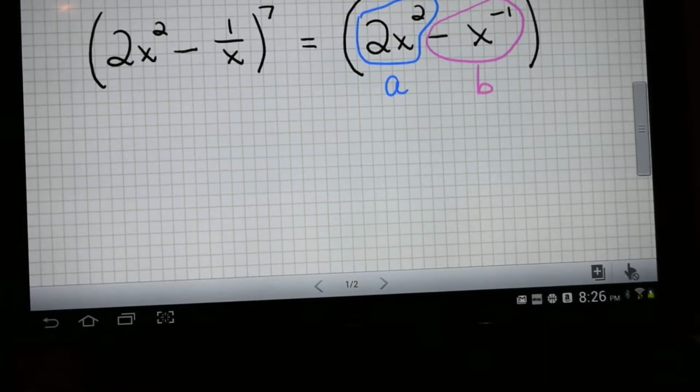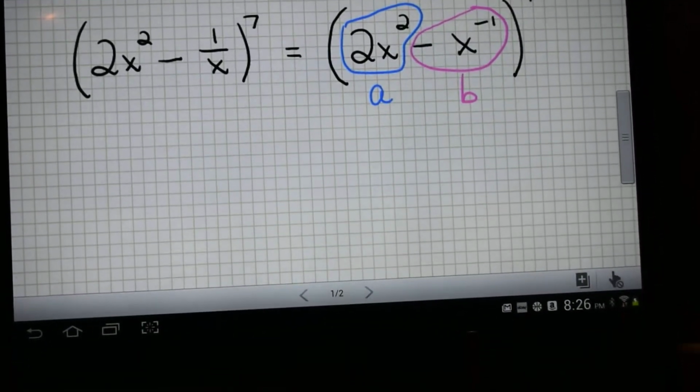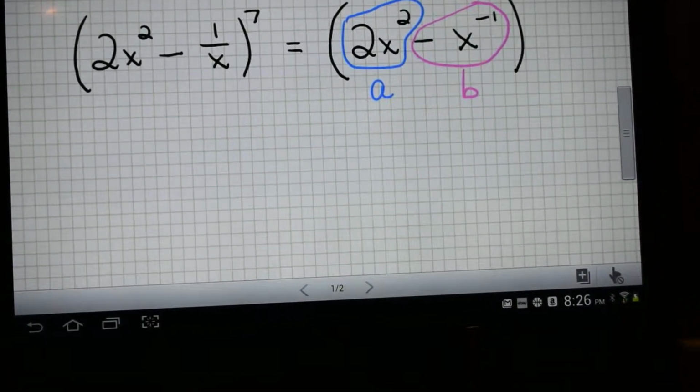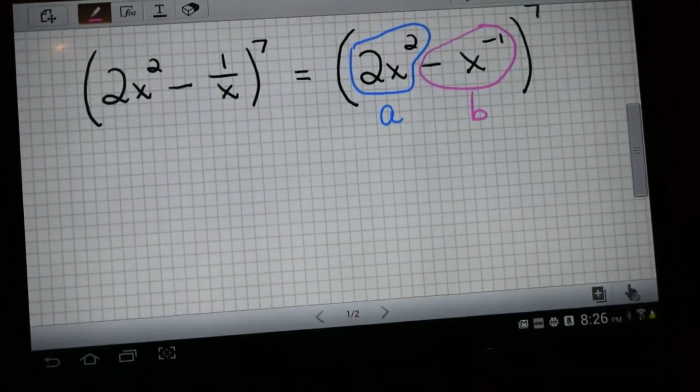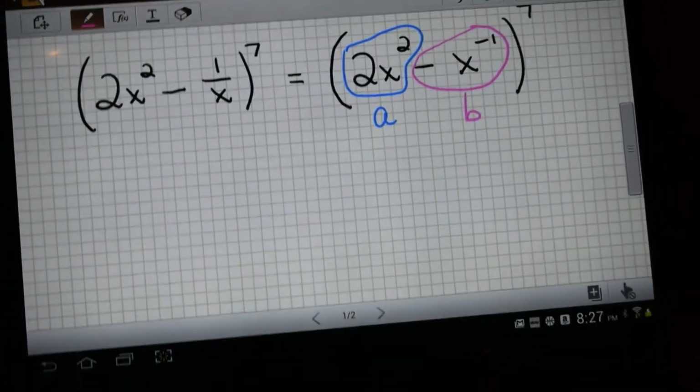I'm sorry, this video is crooked. I didn't quite realize it was so crooked. Anyway, I'm going to have to make two, I guess.